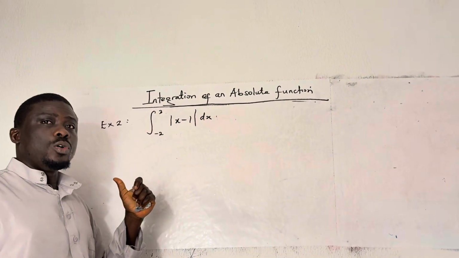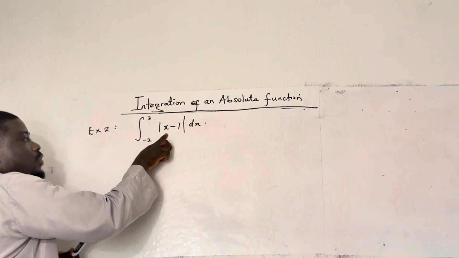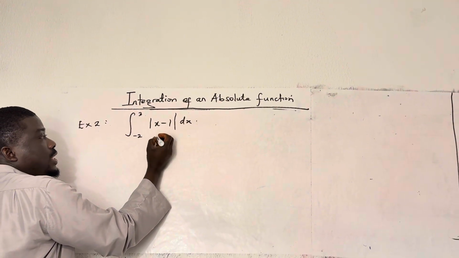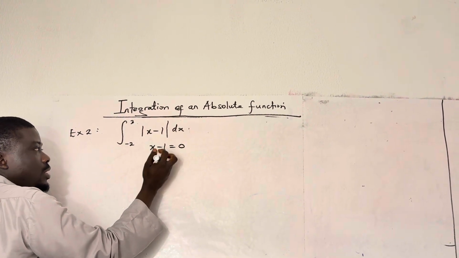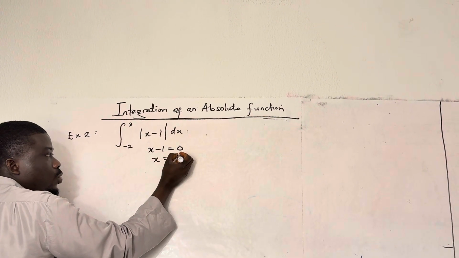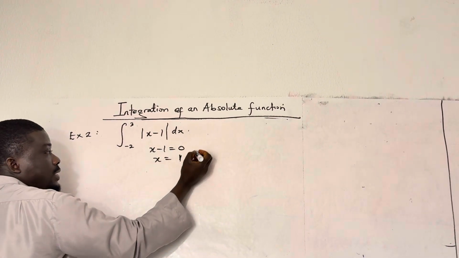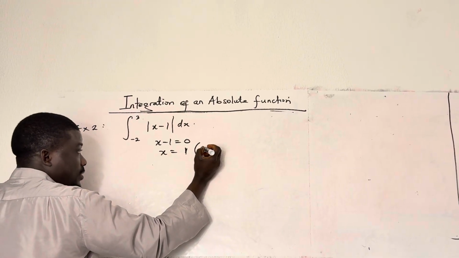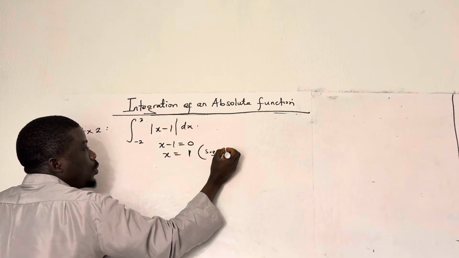Thank you. So let's have another example on the integral of an absolute function. This is similar to the first one that I did. When we have x minus 1, it means this function x minus 1 will be equal to 0, so x will be equal to 1. When x equals 1, this is the point that the limit will change, or the sign will change.